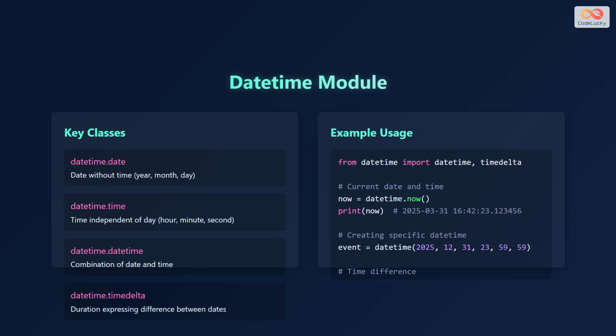Here's an example of how to use these classes. After importing the necessary classes from the datetime module, you can get the current date and time using datetime.now. To create a specific datetime object, you can pass the year, month, day, hour, minute, and second as arguments to the datetime constructor. To calculate the time difference between two datetime objects, you can subtract one from the other, resulting in a timedelta object.